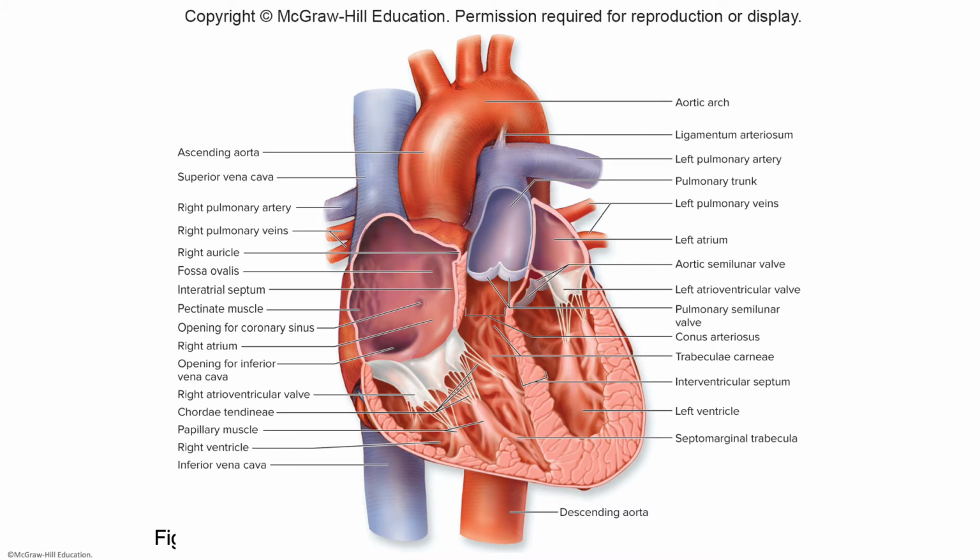We also have what we call trabeculae carneae, which are ridges within the ventricles. And sneaking out here, it's hard to see from this angle, you can see the aortic semilunar valve, and that valve will open and close, allowing blood flow into the aorta from the left ventricle.